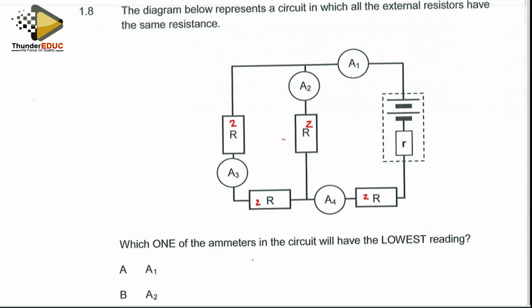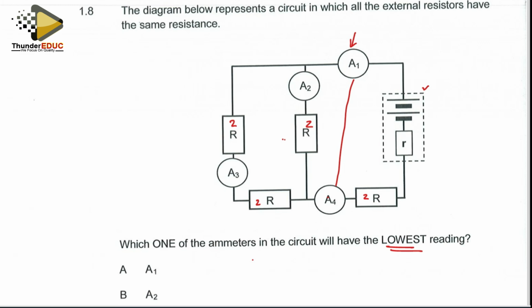Then the question is asking, which one of the ammeters in the circuit will have the lowest reading. It's in capital letters. So we have an ammeter here, this A, will give us the reading of the current within the circuit. Okay, so we expect this current to be bigger than this and that. Same applies with A4. So A1 and A4 are going to have the same readings since they are just connected to the circuit outside. They are not affected by these resistors.